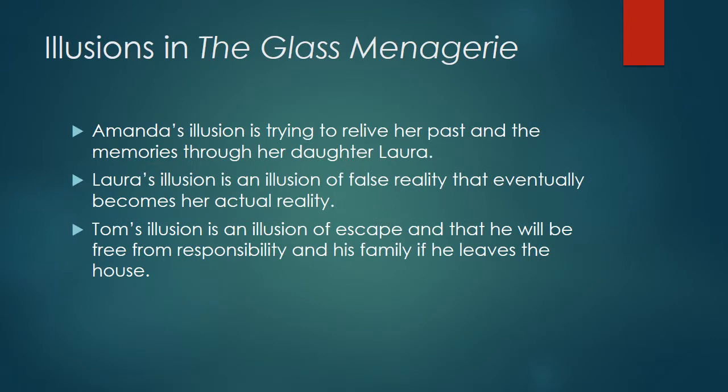Illusions in the Glass Menagerie. Amanda's illusion is trying to relive her past and her memories through her daughter Laura. Laura's illusion is an illusion of false reality that eventually becomes her actual reality. Tom's illusion is an illusion of escape, that he will be free from responsibility and his family if he leaves his house.